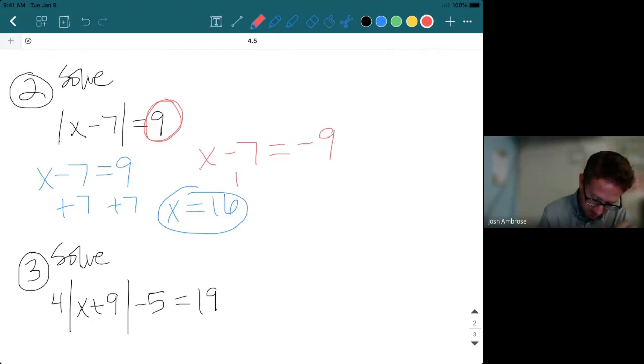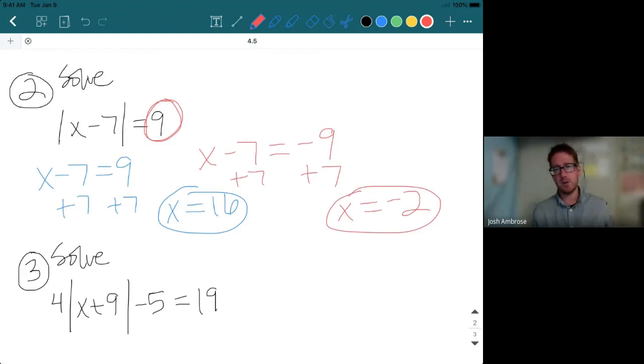All right, over here, add 7. Pay close attention now. It's a -9. So x equals -2. That is the other one. And if we were to plug those into the absolute value, 16 minus 7 is just 9. So that's good. That works. -2 minus 7 is -9, but the absolute value of -9 is 9. So that's why that one works, and you've got to show both.